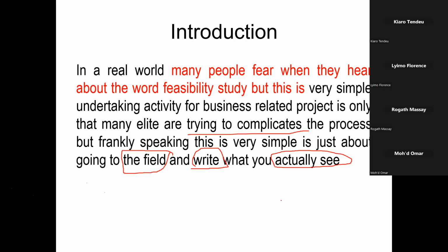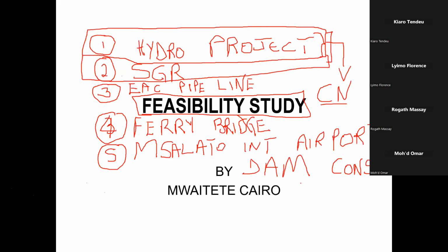Sorry, I have one question. I was asking about the so-called environmental impact assessment for mega construction projects like the hydropower projects, the East Africa Railway, and the East Africa Pipeline project. I wanted to know if the environmental impact assessment is part of the feasibility study or is something else.